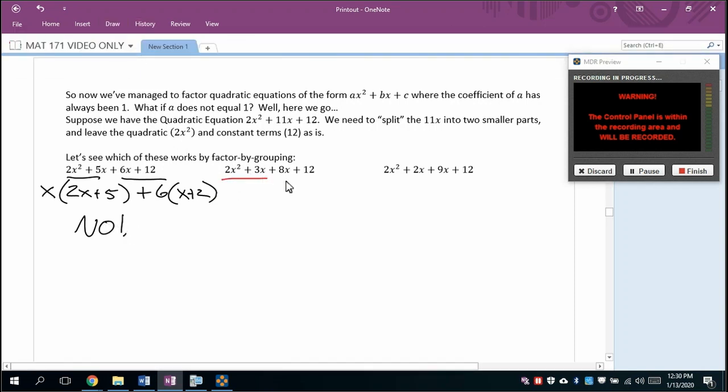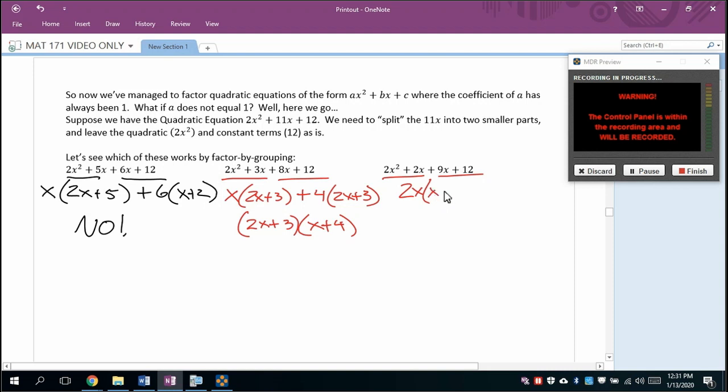Let's see. I could take an x out, giving us 2x plus 3. I could take a 4 out, giving us 2x plus 3. Oh, we do have the same thing in our parentheses. So this will be 2x plus 3 times x plus 4. And this one will end up failing us.